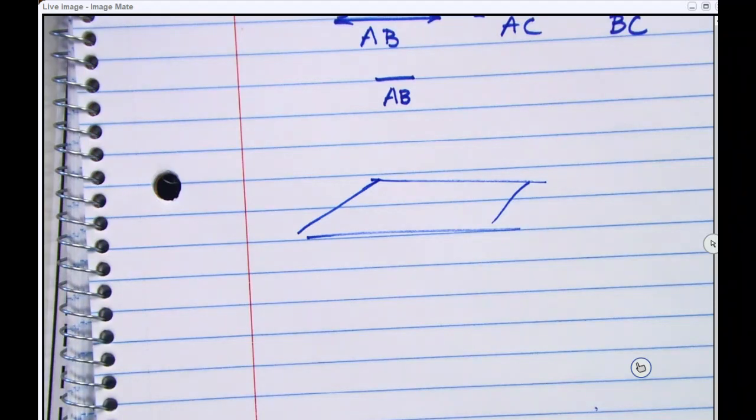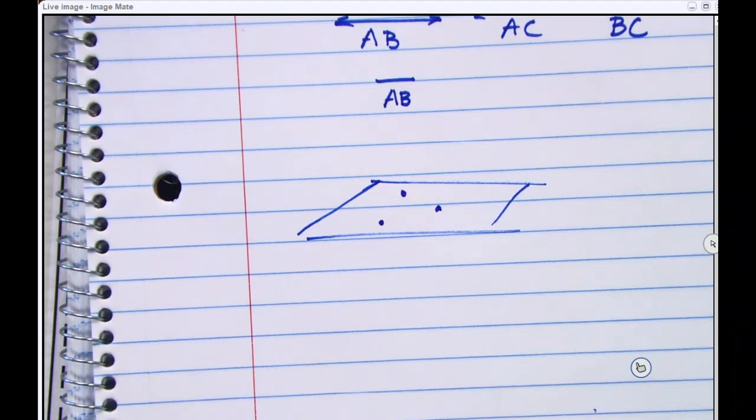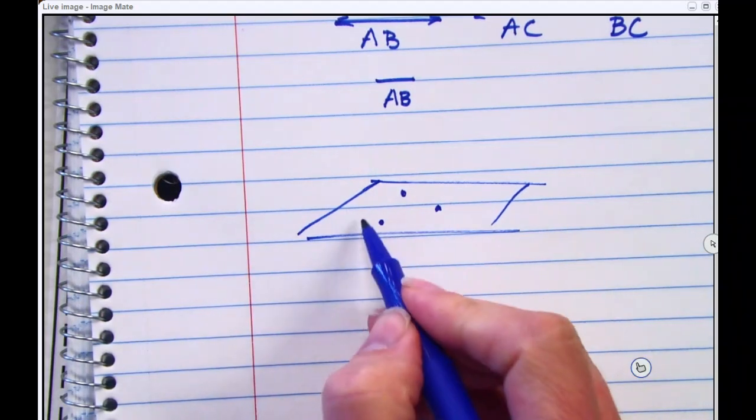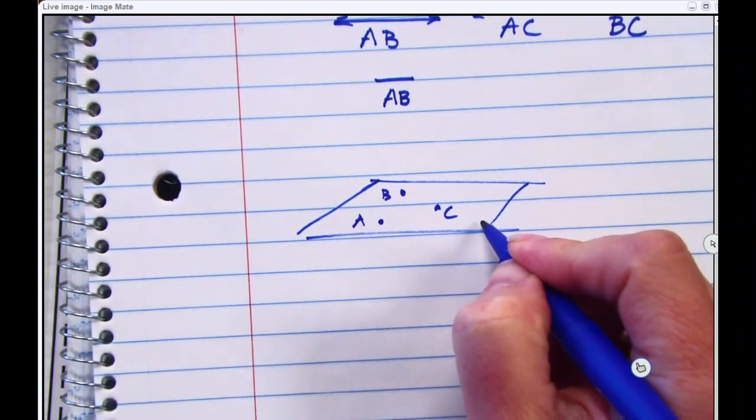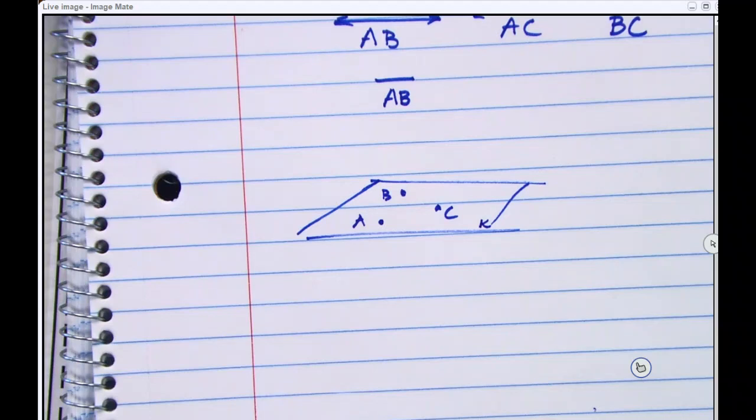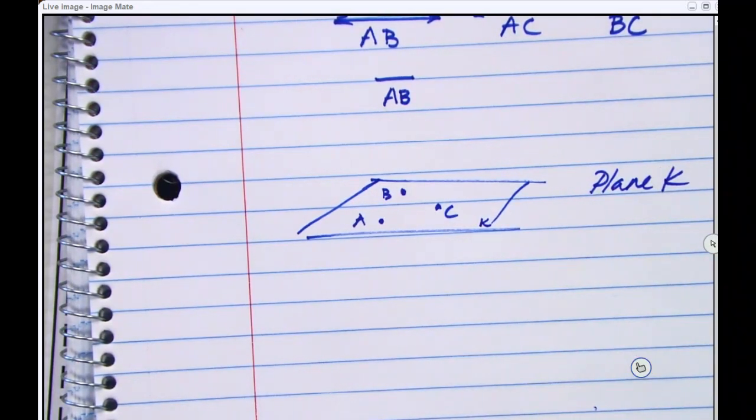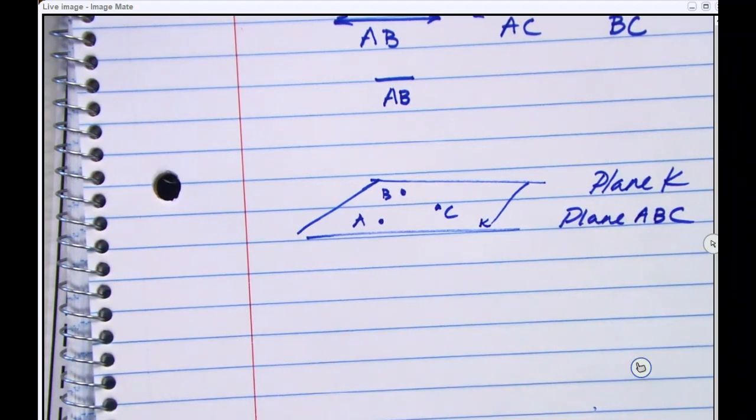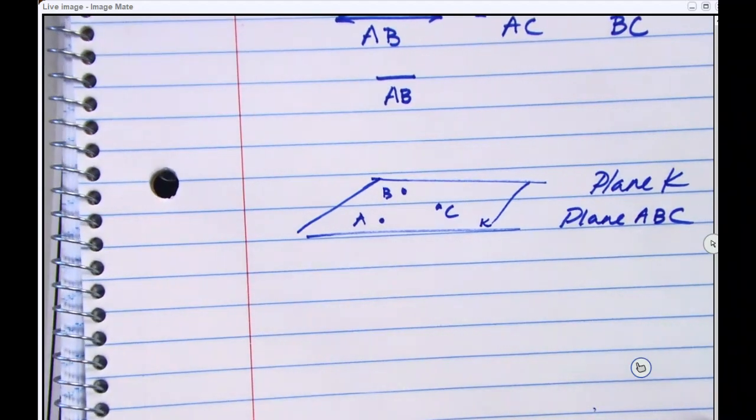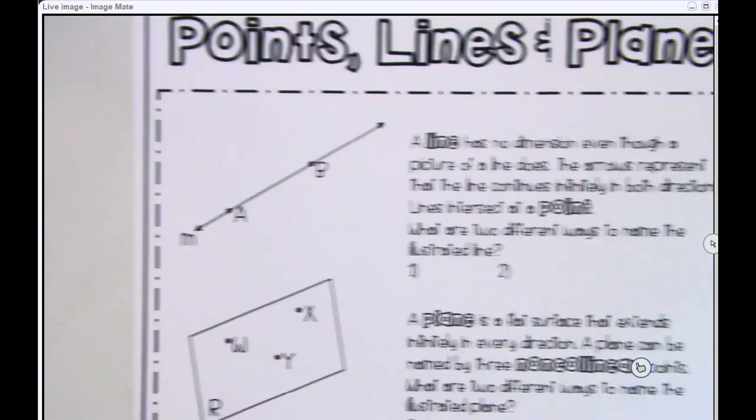Now, planes have dimension. And because of that, you need 3 points. All right? So you will use 3 points to label a plane, or they might have a little italicized letter in the corner, and they would tell you plane K, or plane ABC. So you'll find that we have our own little ways of labeling things in geometry, and they'll show up.